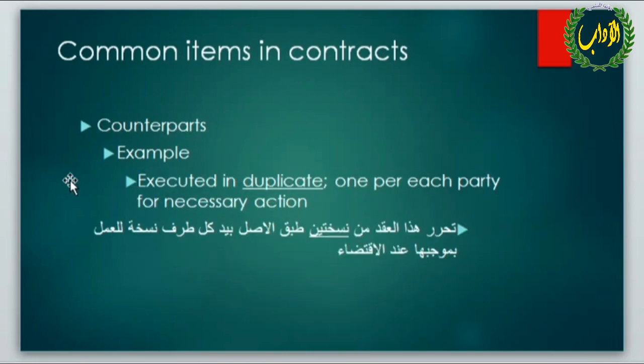Another common item is counterparts. Contracts are often executed or written in counterparts. This means that each party to the contract will sign separate but identical copies of the same document. The signed copies will together form a single binding contract. An example: executed in duplicate, one per each party for necessary action.